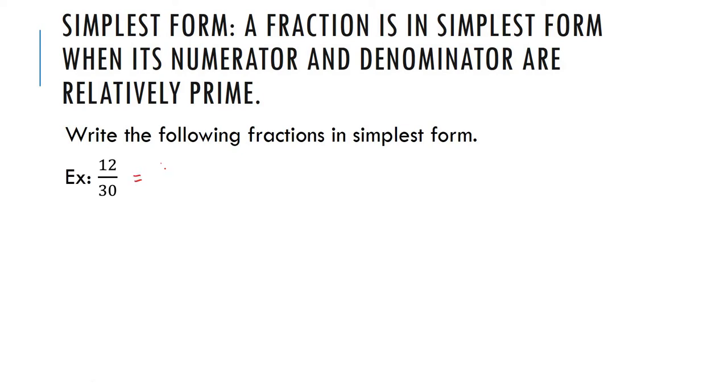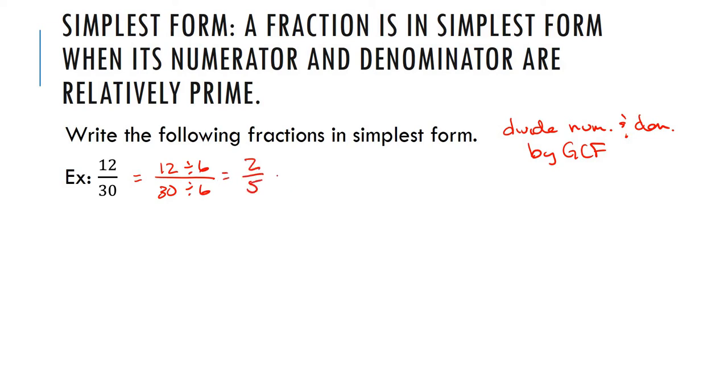12/30. I want to simplify this, and I'm going to use division to make it smaller so that 12 and 30 are relatively prime. And I'm going to divide the numerator and the denominator by the greatest common factor. So the greatest common factor of 12 and 30 is 6. Divide by 6, divide by 6, and I get 2/5. 2/5 is equivalent to 12/30, but it's in simplest form because 2 and 5 are relatively prime. They don't have any more factors in common.